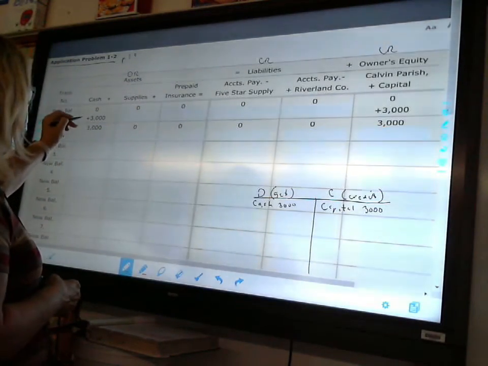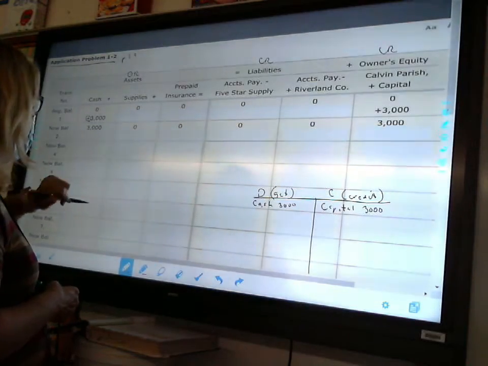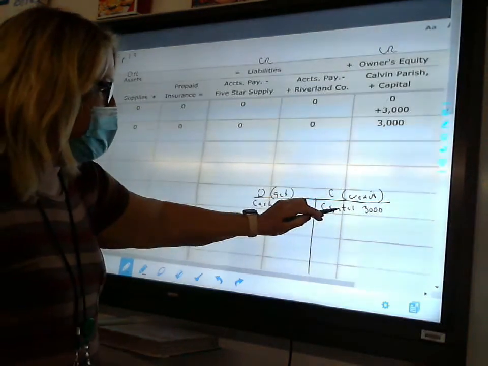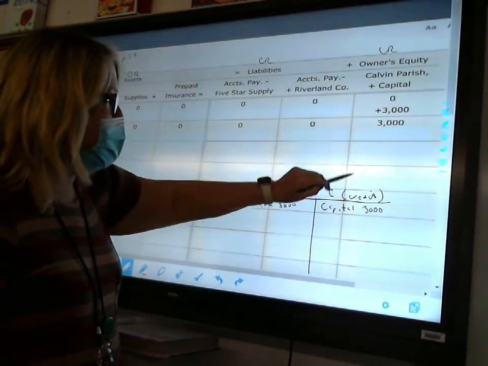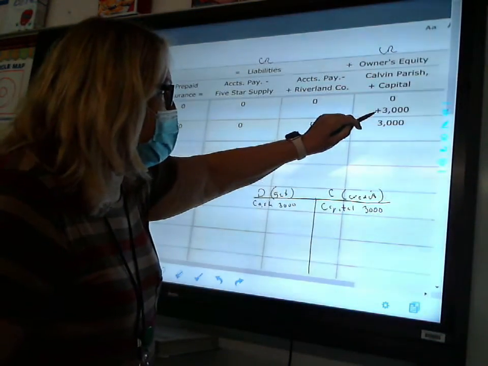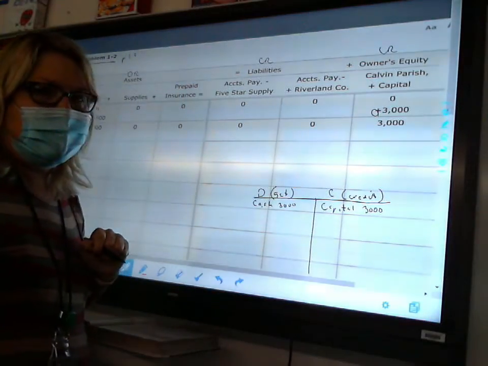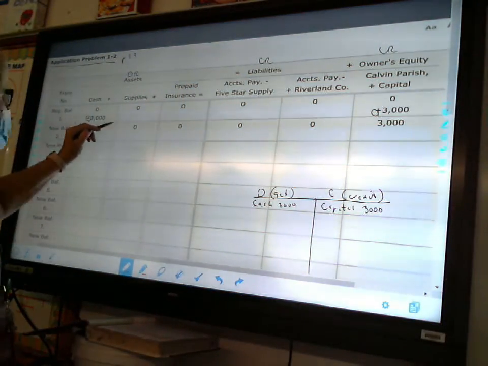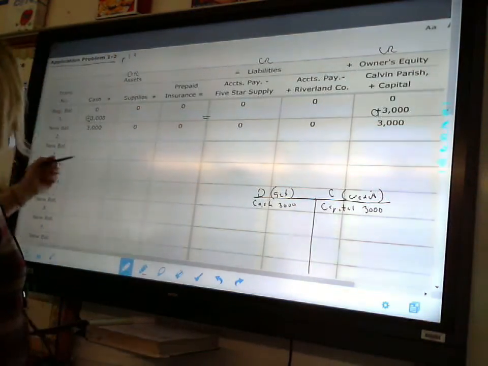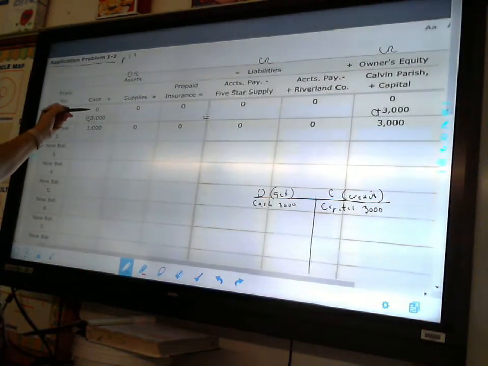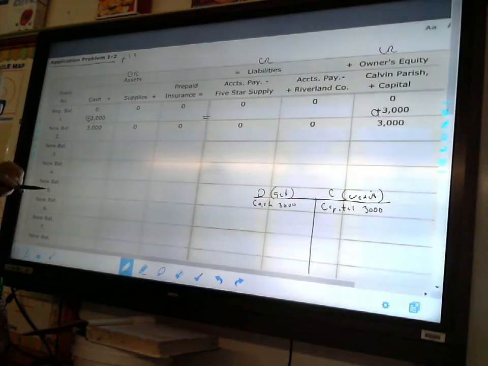$3,000. So we're going to put a debit of cash into a debit world. Debits make debits get bigger, so we will use the plus sign there. We'll use a capital credit. Capital is a credit in a credit world, which is a plus. We'll use a plus sign there. So 3,000 on one side is equal to 3,000 on the other. Now we're going to do our running balance. 0 plus 3,000 equals 3,000.